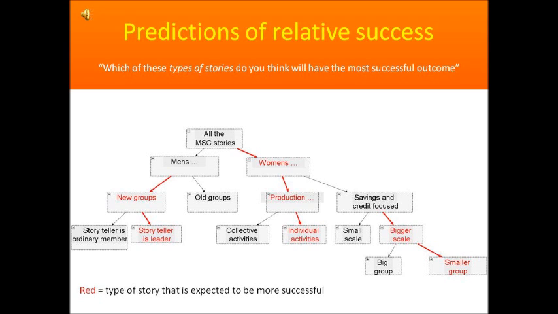And again, we would repeat that question, asking them to make a choice between collective activities and individual activities, and so on. So we would do this process at all points in the tree, so it was clear for every junction in the tree which of the two options the participants thought would lead to the more successful outcomes. In the diagram in front of you, the results of all those choices have been documented by color coding: red for most successful and black for less successful.